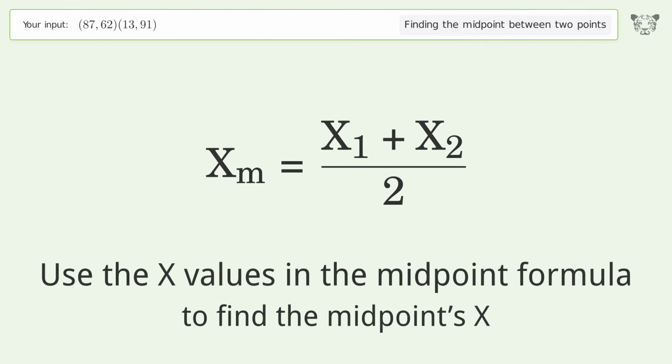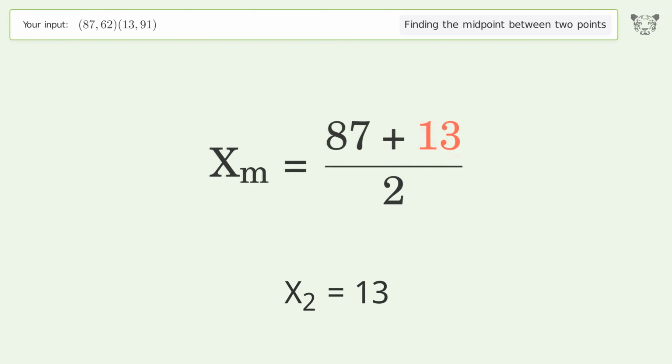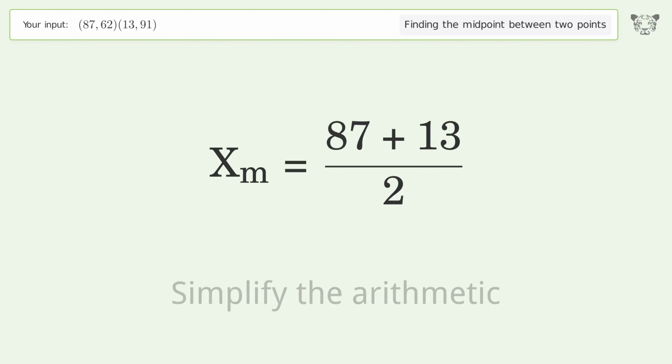Use the x values in the midpoint formula to find the midpoint's x. x1 equals 87. x2 equals 13. Simplify the arithmetic.